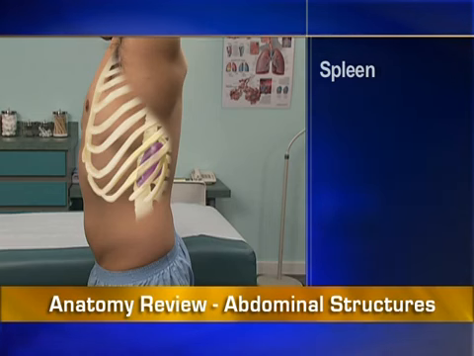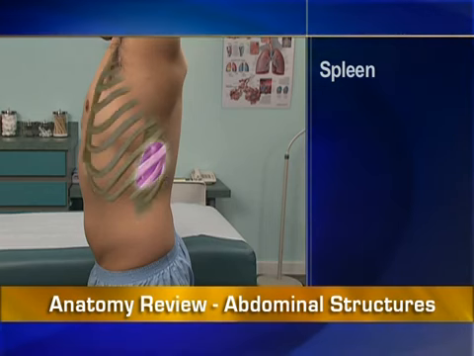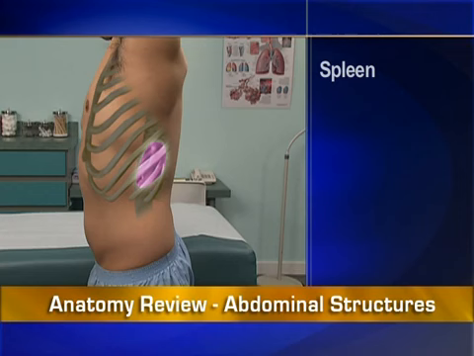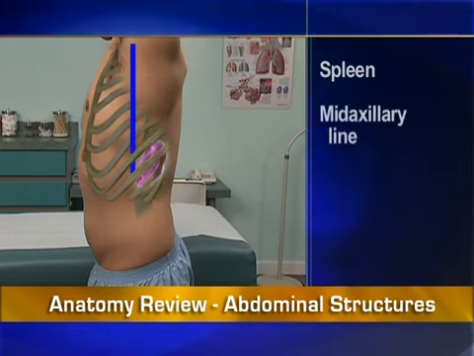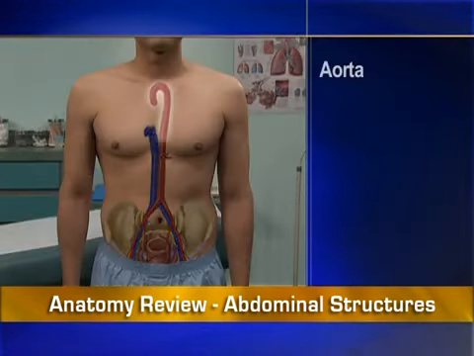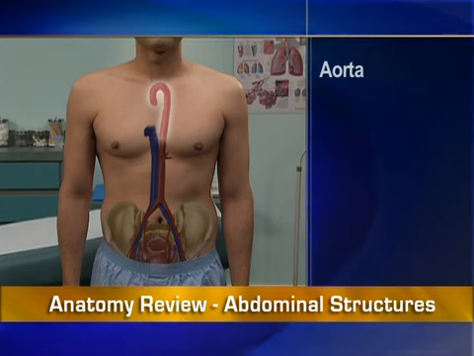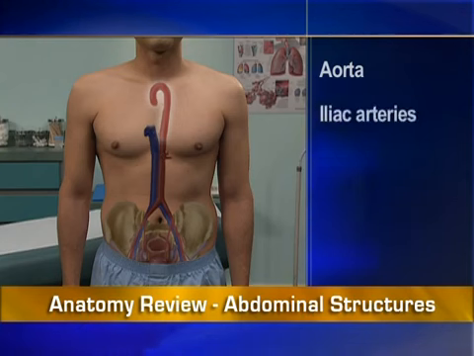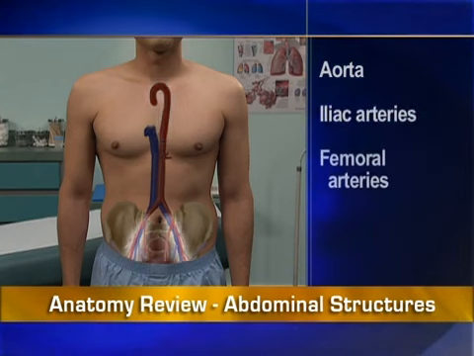Of the viscera, the spleen is on the left posterolateral wall of the abdomen, just under the diaphragm. It lies lateral to the mid-axillary line, from the 9th to 11th ribs, and normally is not palpable. The aorta is just to the left of midline in the upper abdomen. Below the umbilicus, it bifurcates into the right and left iliac arteries, which become the femoral arteries under the inguinal ligaments.